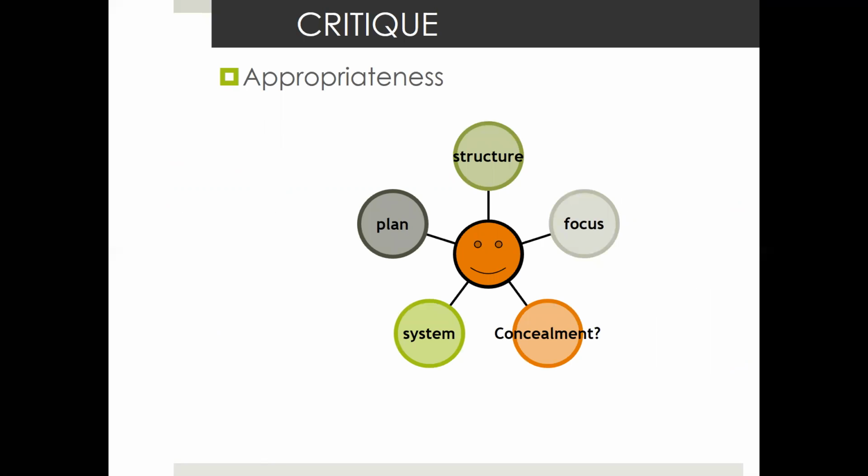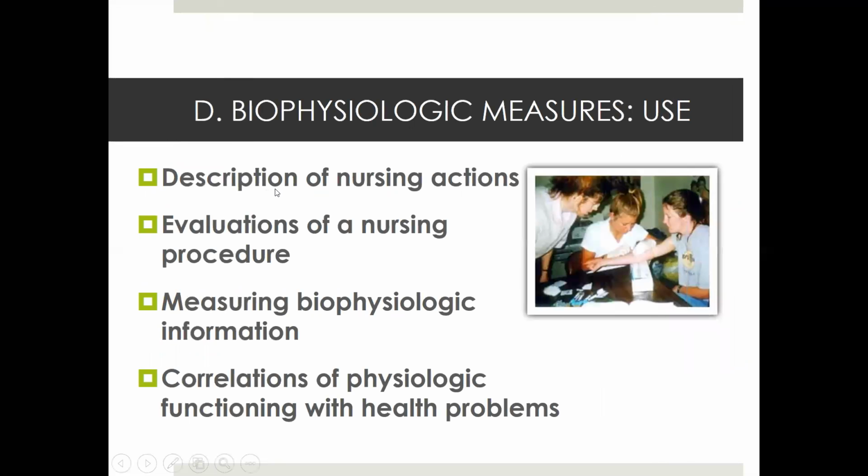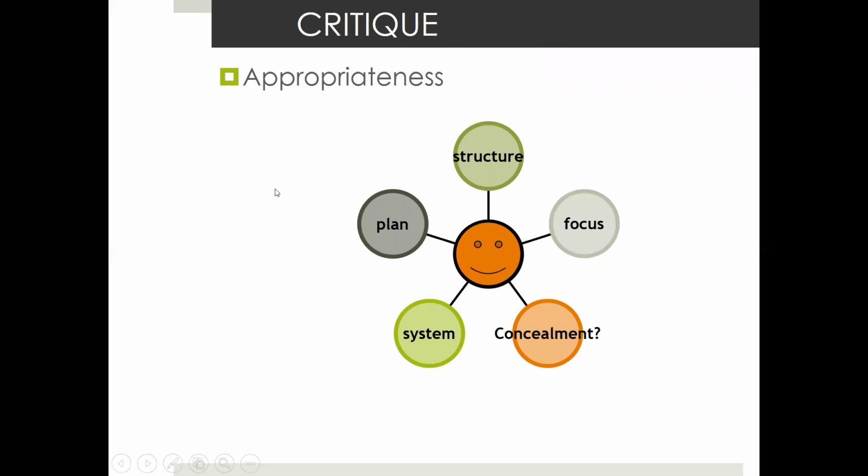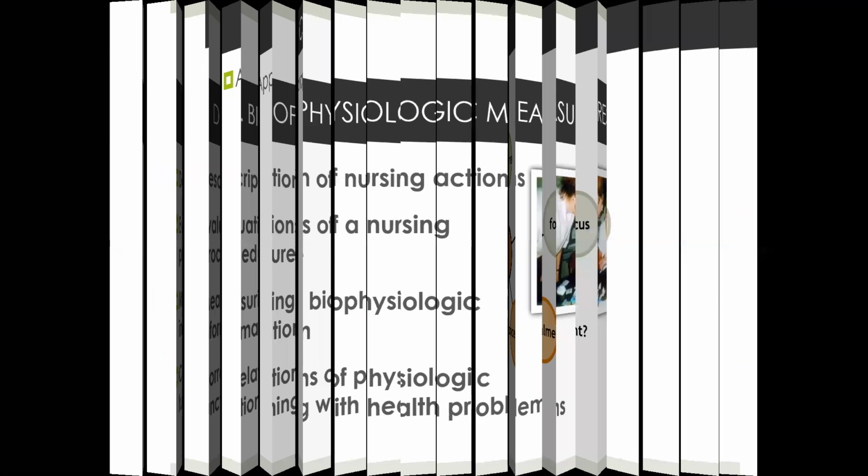So when we look at the research methods, then we're asking about, is it appropriate structure? Was the focus correct? Were there any concealments which may indicate an ethical issue? Did we have a systematic form to do our observations and what was that plan?